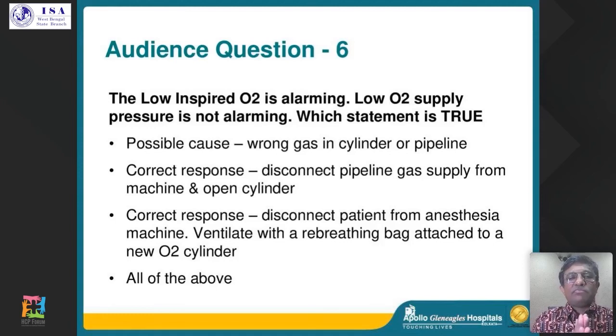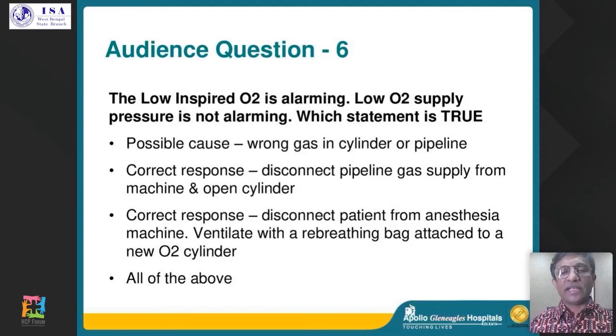So if you have a scenario where the inspired oxygen concentration alarm is alarming, but the oxygen supply pressure is not alarming, then which of the following is true? It may be because of a wrong gas in a cylinder or in a pipeline. The correct response could be disconnecting the pipeline gas supply from the anesthesia machine and opening the cylinder and then continuing. The correct response could be disconnect the patient from the anesthesia machine, ventilate with a rebreathing bag and attach to a new oxygen cylinder. Or do you think all of the above are correct responses?